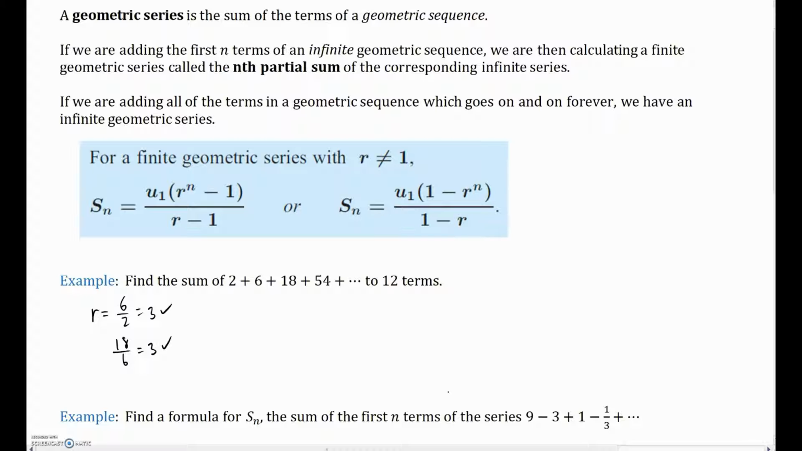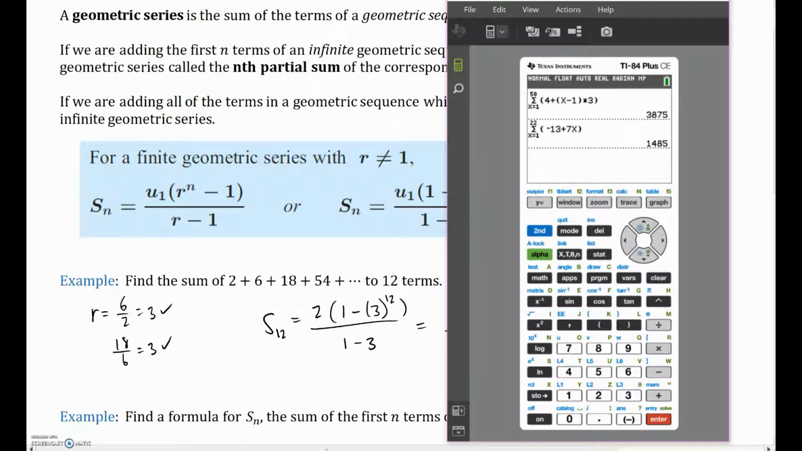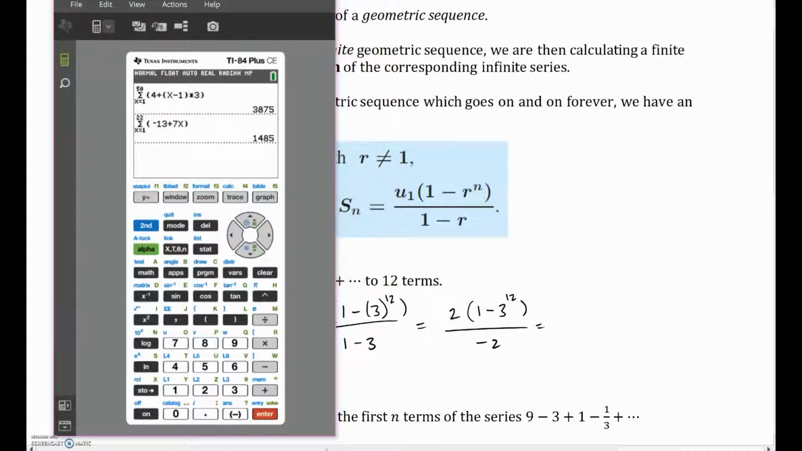There's 12 terms. So the sum of the first 12 is equal to the first term, 2, times 1 minus r, which I discovered was 3, to the n power, we said 12 terms, all over 1 minus r, which we said is 3. So that is 2 times... what is that? Negative 2? Sorry, take that back. 1 minus 3 to the 12th is not negative 2 to the 12th. I got to figure out what that is. Over negative 2. And I'm just going to go straight to my calculator and let it calculate this for me. So alpha F1 fraction button is very nice here. If you don't have it, it's okay.